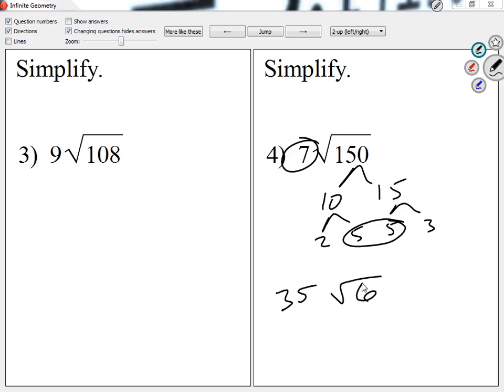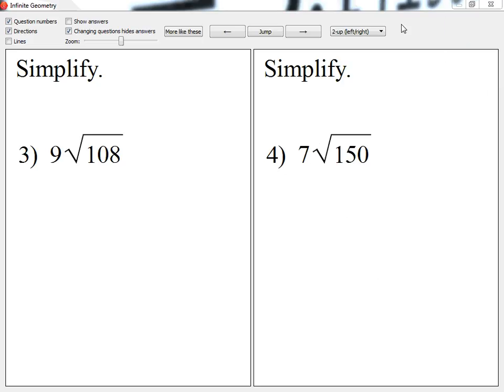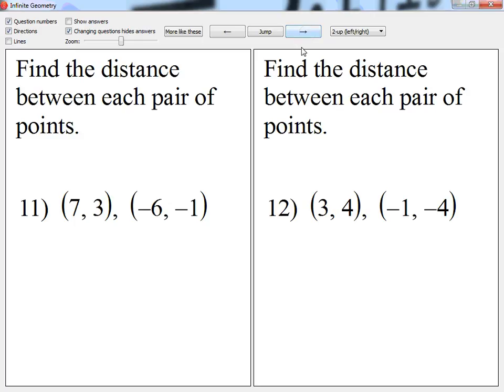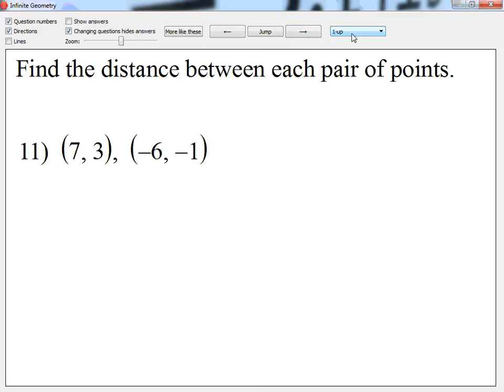Alright, now that you know how to simplify radicals, we're going to look into the distance formula, looking at question number 11. We need to know how to simplify radicals for this. But before I look into the distance formula, let me remember the slope formula, right? You guys remember that from algebra 1, y2 minus y1 over x2 minus x1.